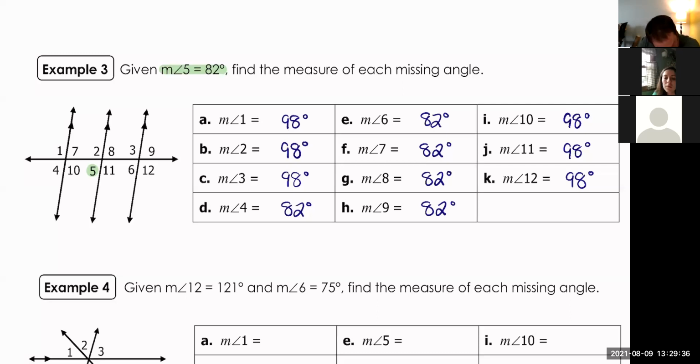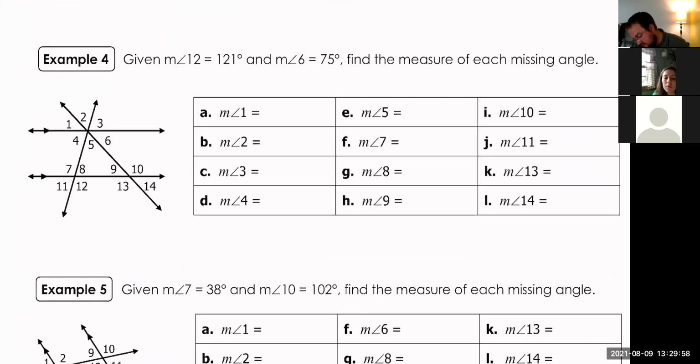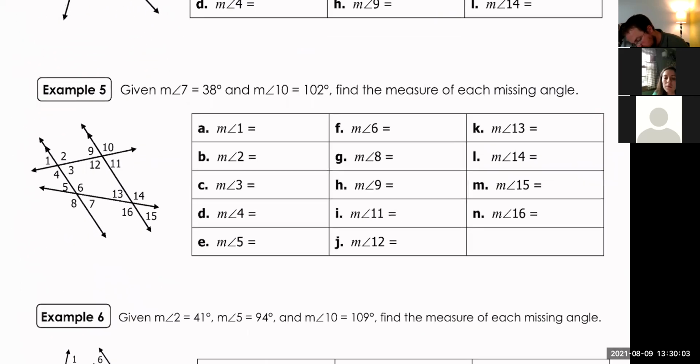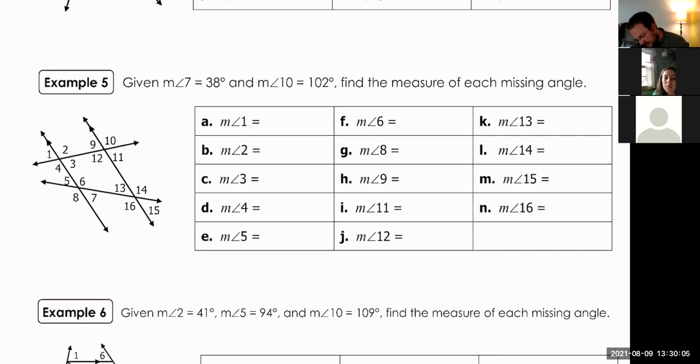I'm going to jump to number 5. Let's go to example 5. Example 5, we were given two measurements.